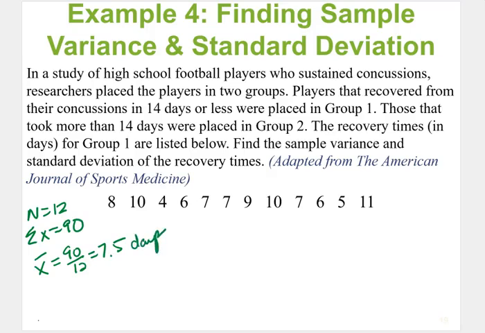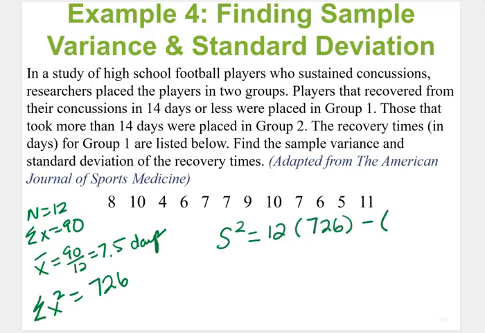All right, and then if I want to use the shortcut formula to help me find that sample variance and that sample deviation, the only other thing I need to know is the sum of the x squareds. So I would just take 8 squared plus 10 squared plus 4 squared, add them all up, and I should get 726. And then I would just put that into my variance formula. So n is 12, sum of my x squareds is 726, minus the sum of my x's, which was 90 squared, and then all of that divided by 12 times 11.